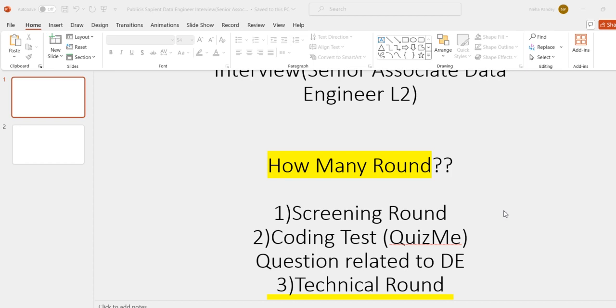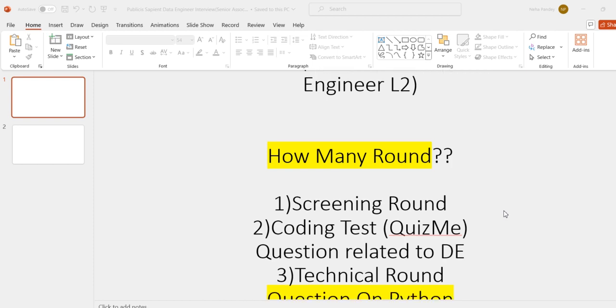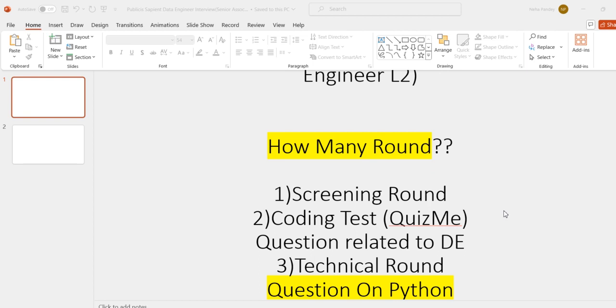This coding test happens on QuizMe. Because I was applying for the data engineer profile, they sent me one coding test that was approximately 50 minutes. There was one question related to data engineering.